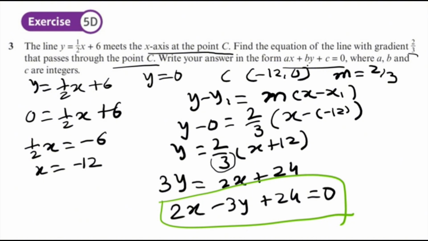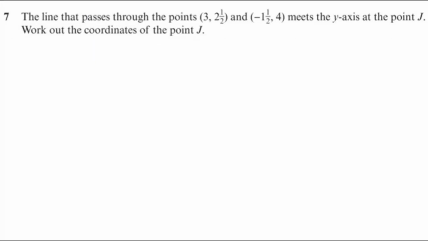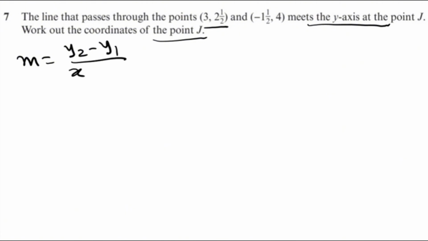So when they tell you the line is meeting the x-axis or y-axis, according to that you can find the coordinate, and you can use that coordinate to find the equation. Question number 7. The line passes through the points (3, 2.5) and (minus 1/2, 4). And this line meets the y-axis at point J. We have to find the coordinate of J. Now to do that, first we have to find the equation of line. For that we need a gradient first. So the first step is to find the gradient, which is y2 minus y1 over x2 minus x1.